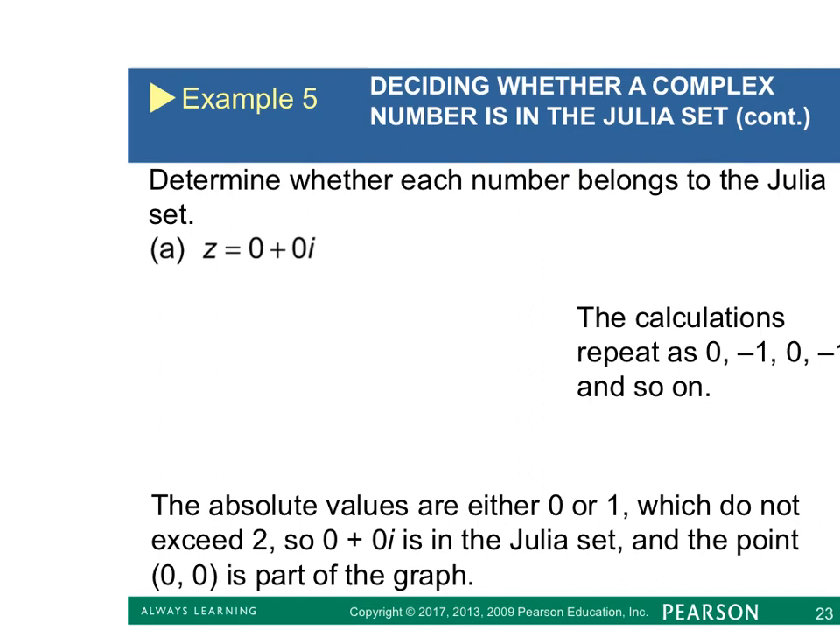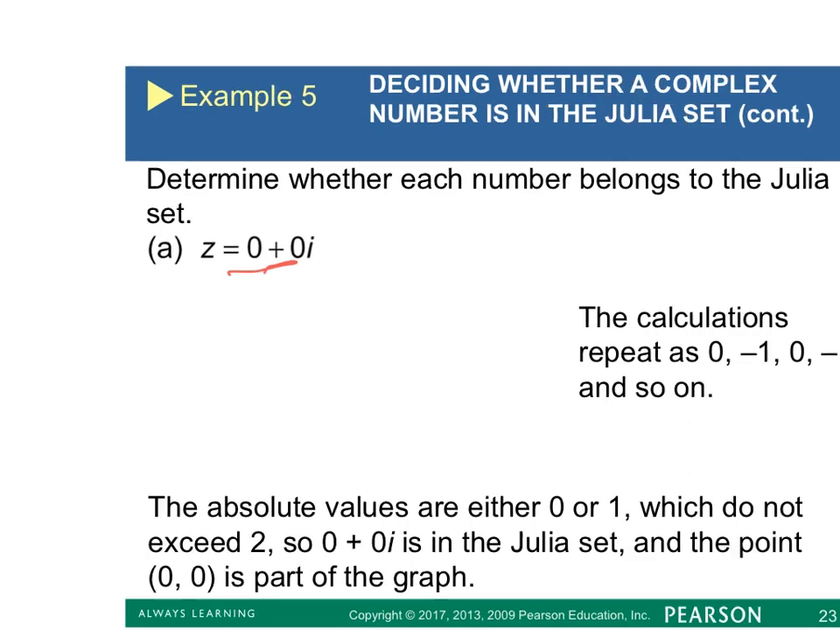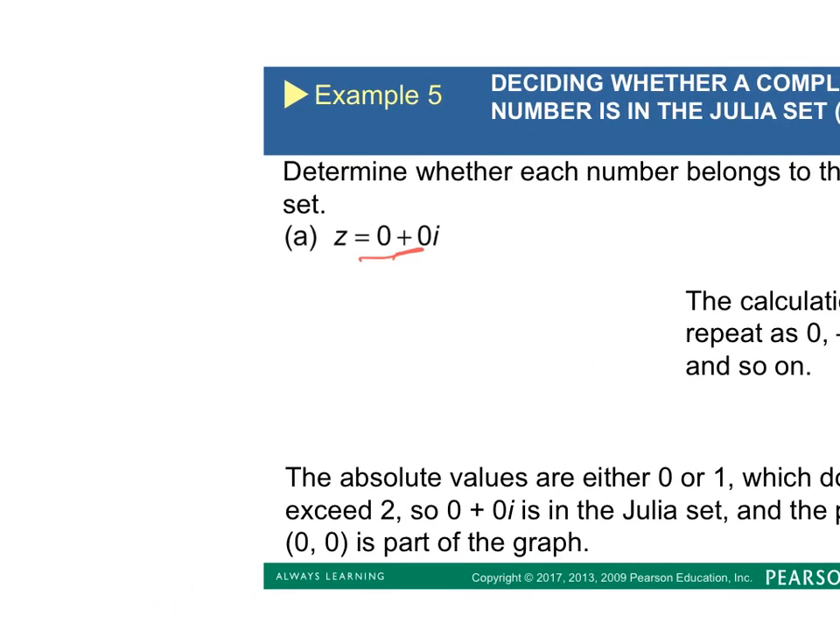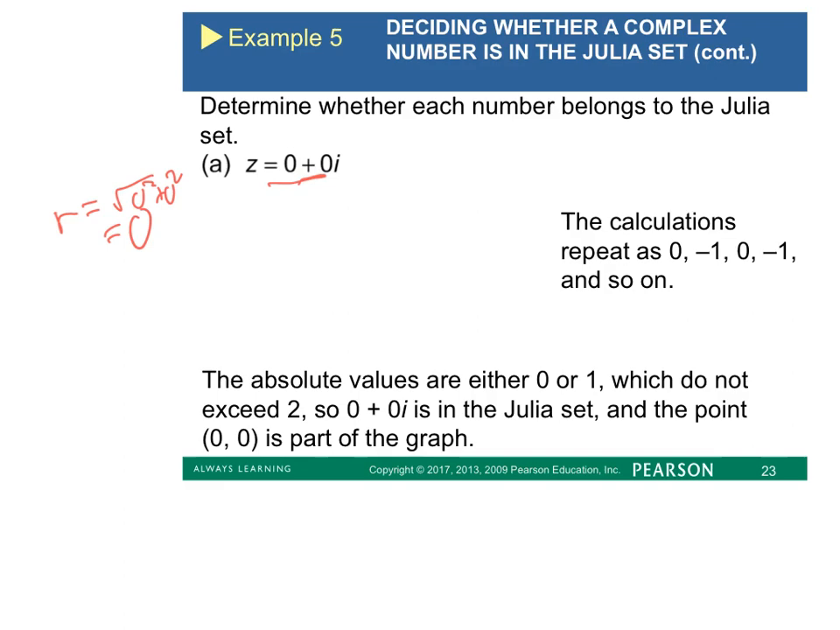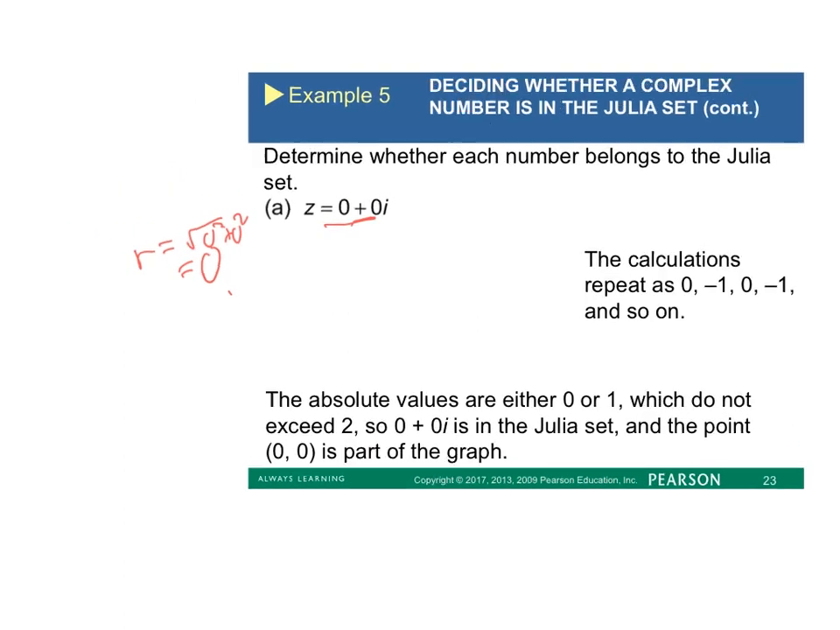Determine whether this number, this z, belongs in the solution set of Julia. Well, what we do is we start out and look at the r's. R in this case would be the square root of 0 squared plus 0 squared, which is 0. Well, that's not more than 2. That's fine. So then we do another one.